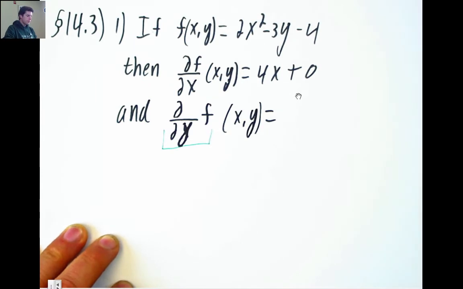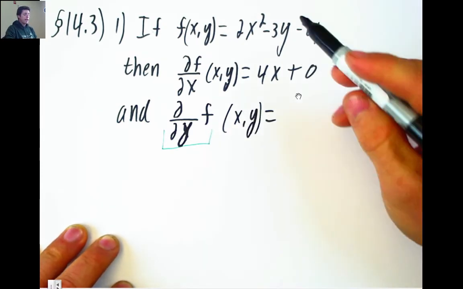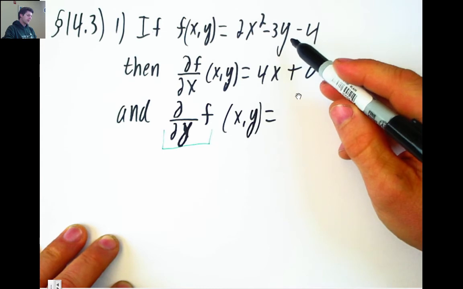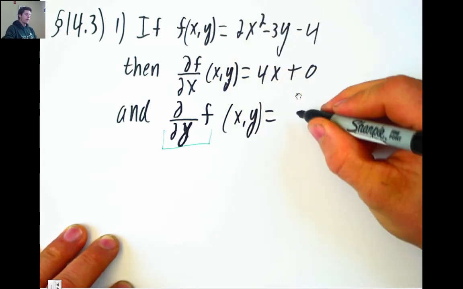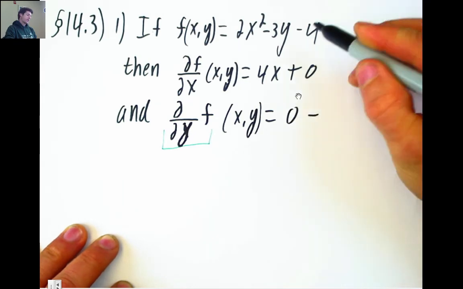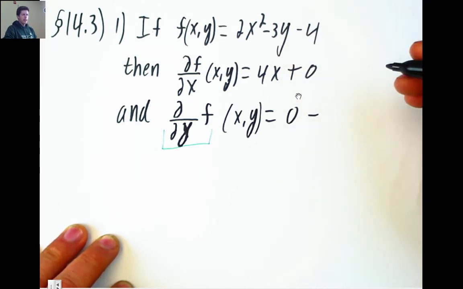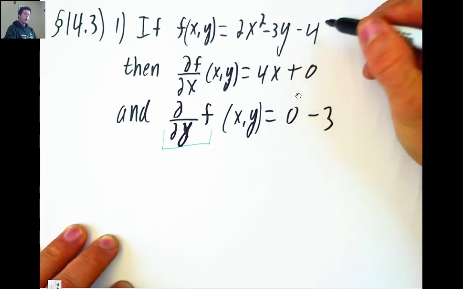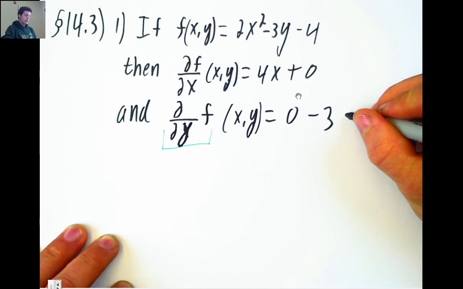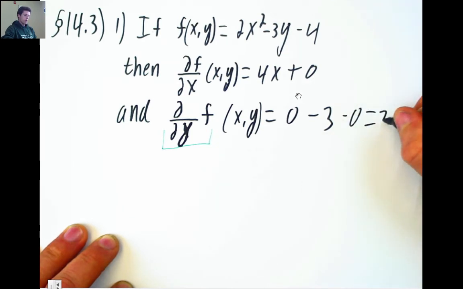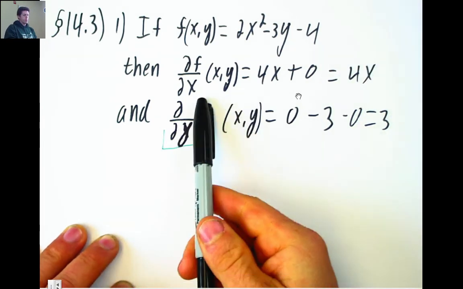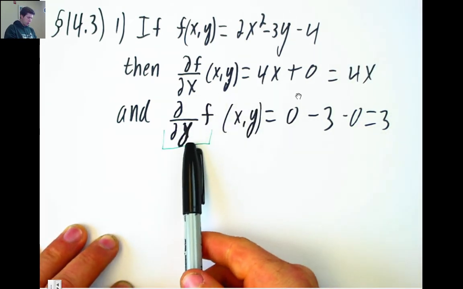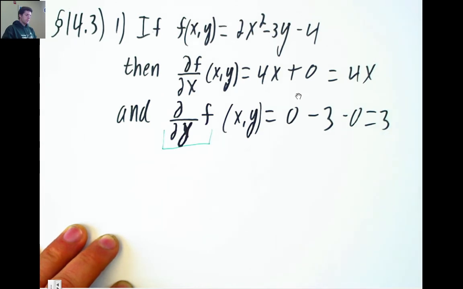Okay. Now, this time I meant to think of x as constant and y as variable. So the derivative with respect to y of 2x squared is 0. And the derivative with respect to y of negative 3y, that's simply negative 3. And the derivative with respect to y of 4, well, 4 is a constant, so 0. Okay. So the two partial derivatives, the partial derivative with respect to x and the partial derivative with respect to y, are indeed different functions.